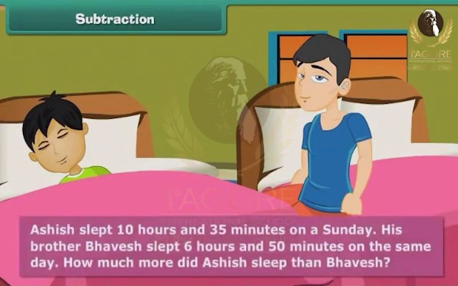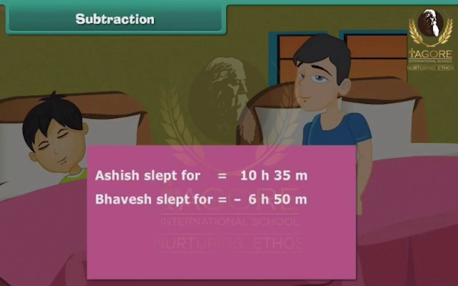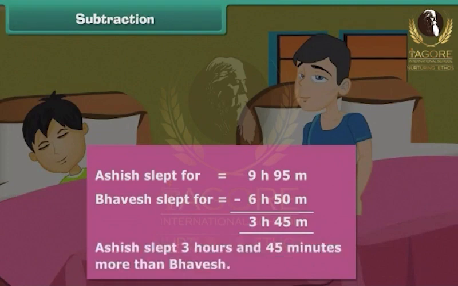Subtraction. Ashish slept 10 hours and 35 minutes on a Sunday. His brother Bhavesh slept 6 hours and 50 minutes on the same day. How much more did Ashish sleep than Bhavesh? Ashish slept for 10 hours, 35 minutes. Bhavesh slept for 6 hours, 50 minutes. We cannot subtract 50 from 35, so we borrow an hour. We add 60 to minutes and subtract 1 from hours. Now we can perform the subtraction. Therefore, Ashish slept 3 hours and 45 minutes more than Bhavesh.